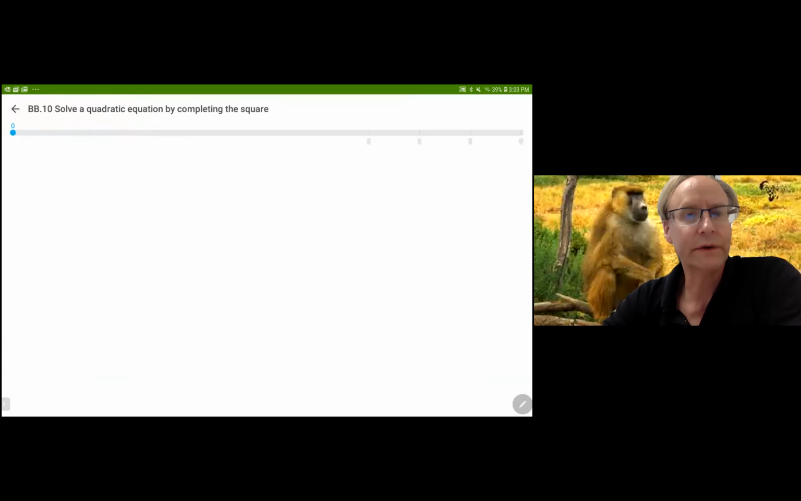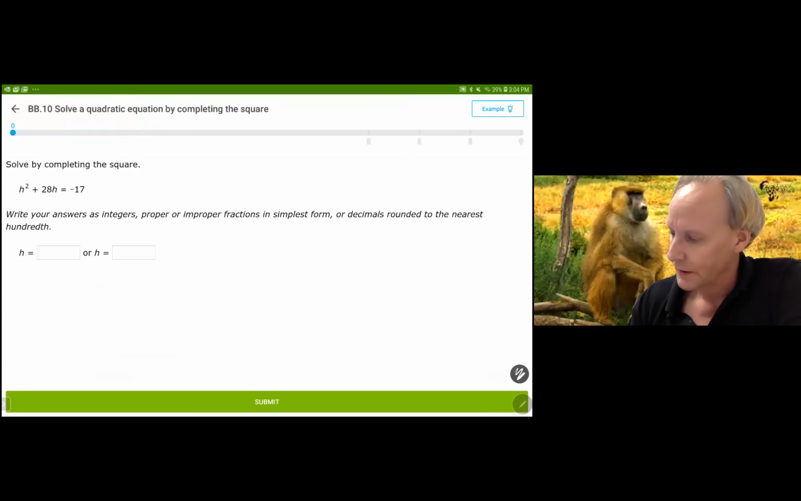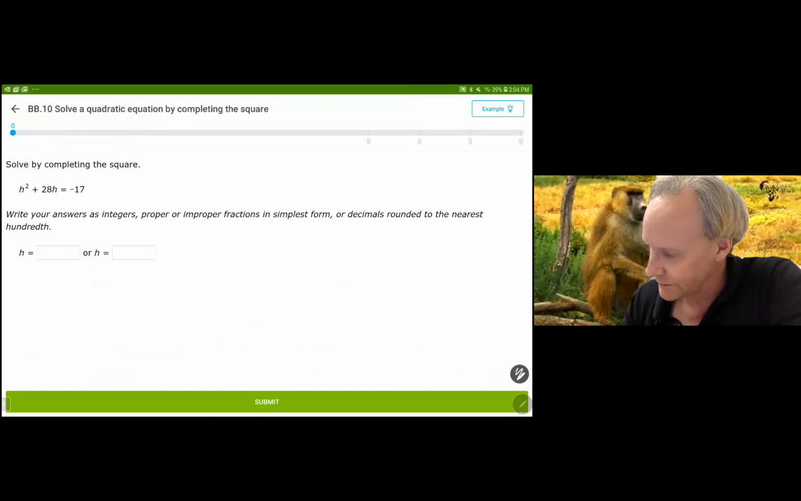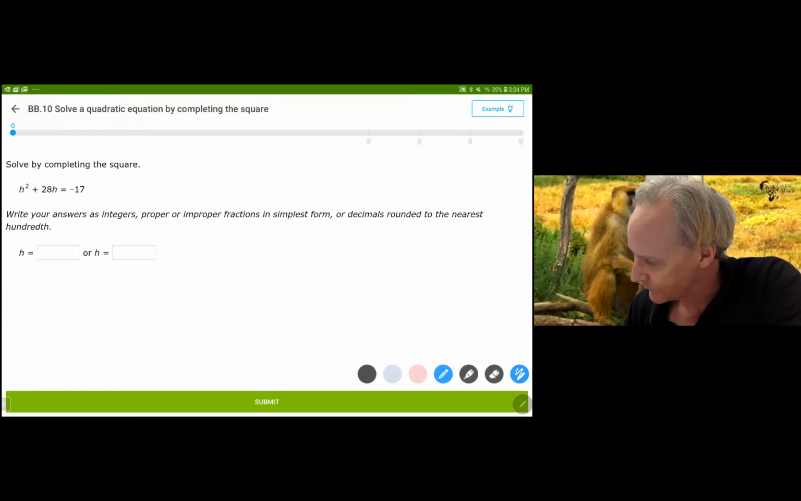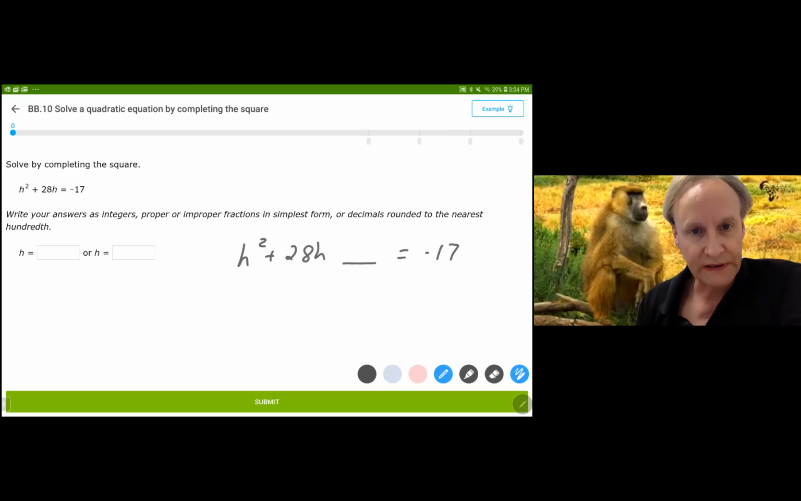I didn't preview it, but I assume they're going to give me a nice equation that's already set up for me. So we've got an h squared plus 28h. That's missing its constant term, and it's equal to negative 17. We want to complete the square.